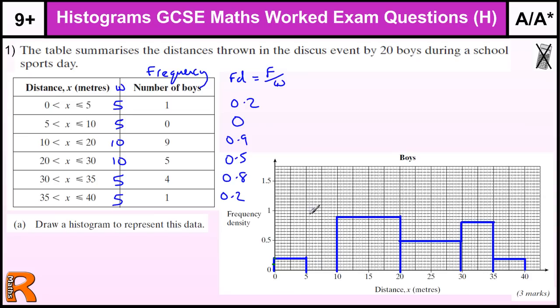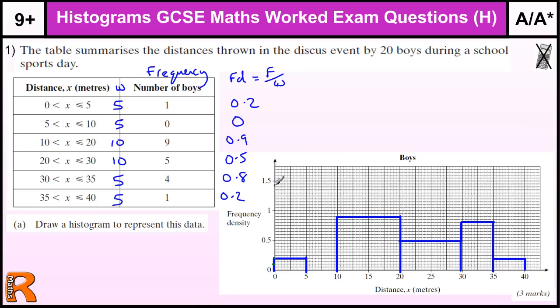Second bar, there was nothing because it's 0. The next one's a 0.9, so we need to be 2 squares below 1. There's 1, 2 below 1. And that bar goes from 10 to 20 because it's 10 wide. And then the next bar goes from 20 to 30, and that's at 0.5, so it should be on the line. And then the next bar is 30 to 35, which goes to 0.8. And the fourth bar will be the same as the first one.